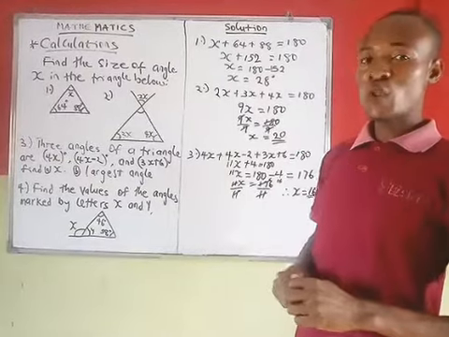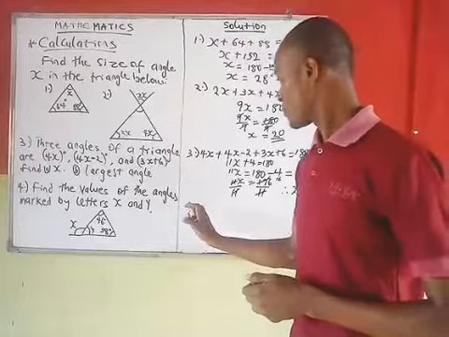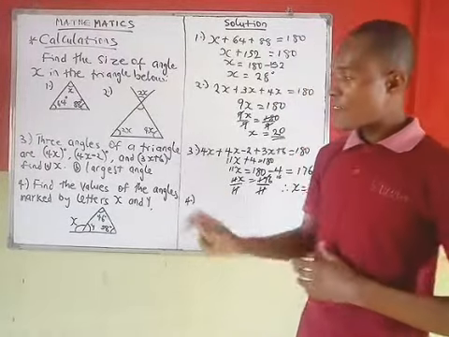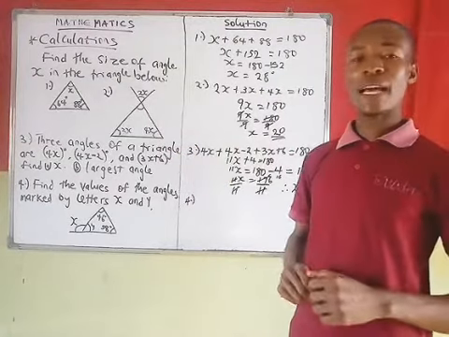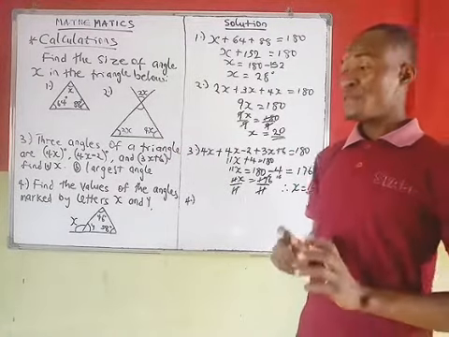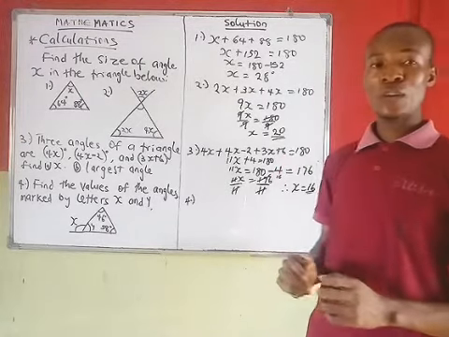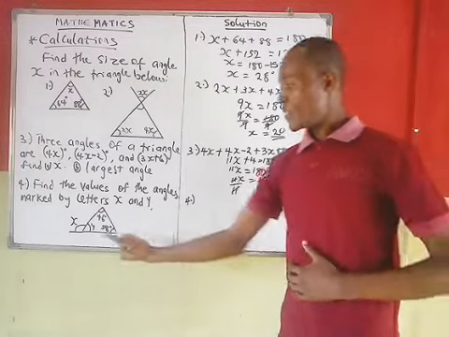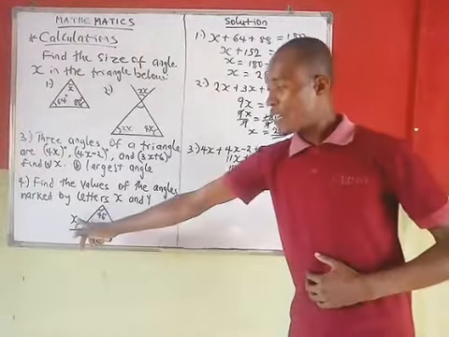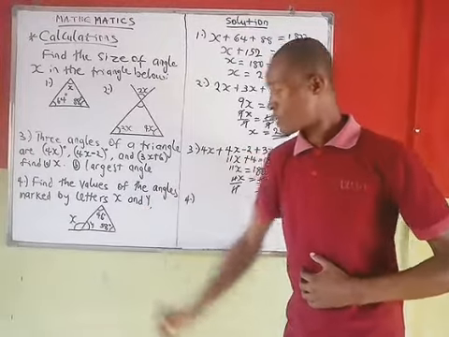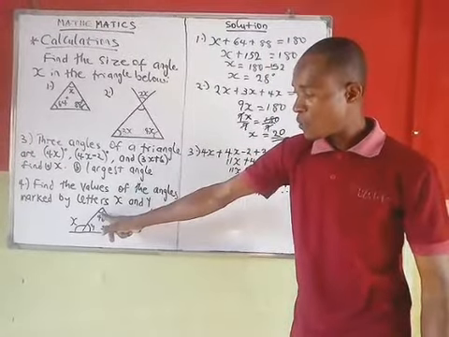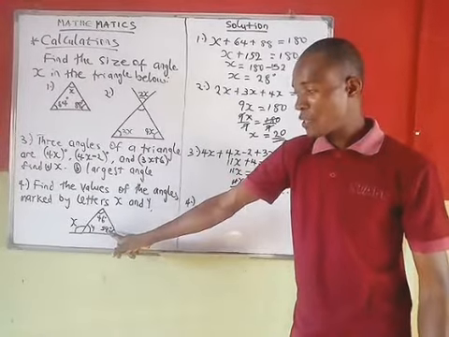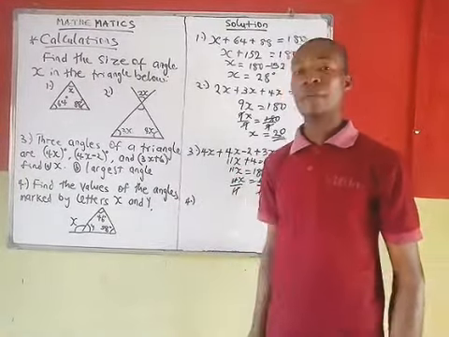Okay, now let's go to the last question, number 4. In this number 4 question, we have: find the values of the angles marked by letters x and y. Look at the shape, how it is. This is the exterior angle represented by x. Here is the angle at the top, the vertical angle, 46 degrees. Here is another one, 58 degrees, and here is y.